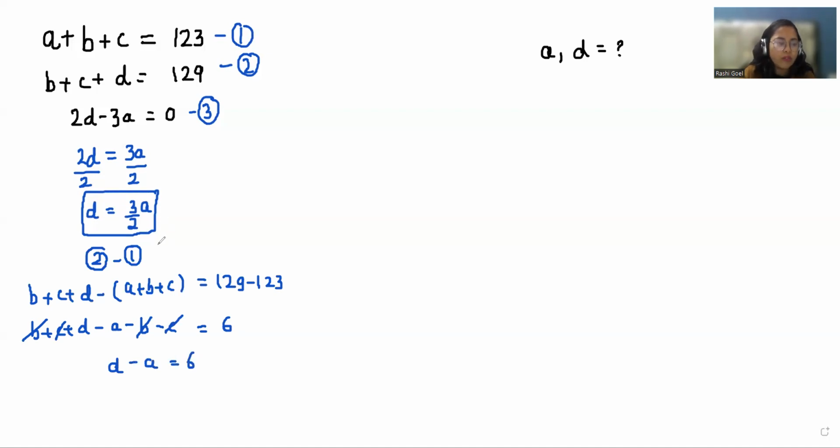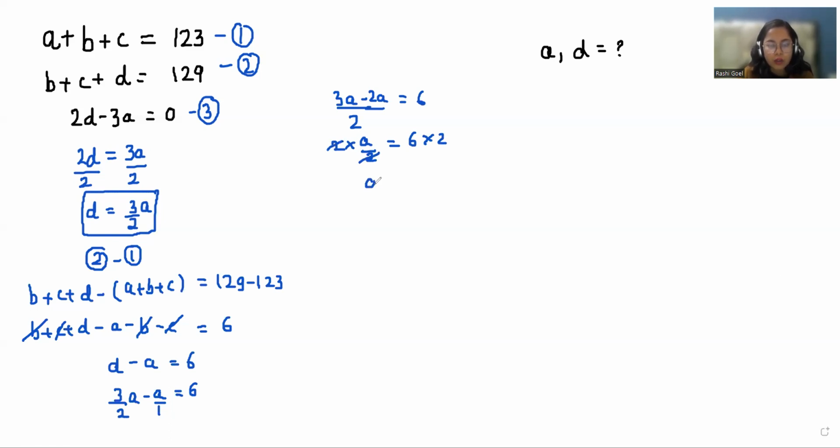Now we have the value of d, that is 3/2 a. So 3/2 a - a = 6. Now I'm going to take the LCM. So the LCM is 2, and here 3a - 2a = 6. So a/2 = 6. Now I'm going to multiply both sides by 2. So we can eliminate this, and the value of a is 12.